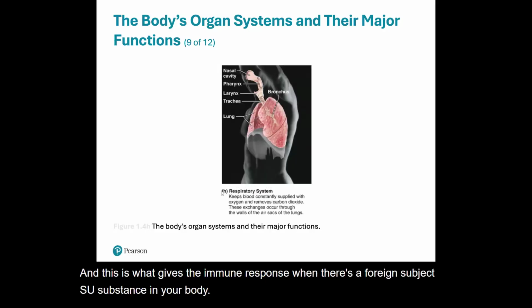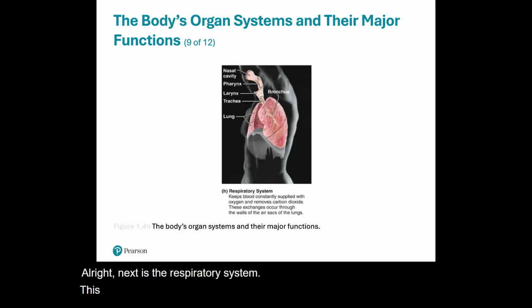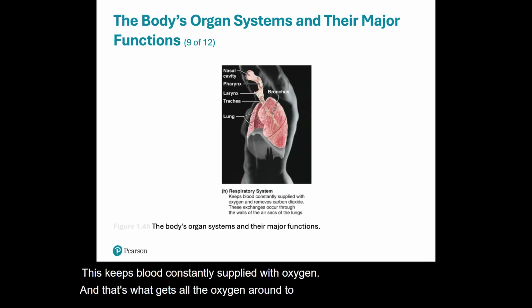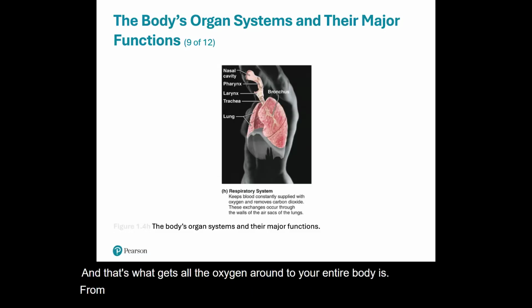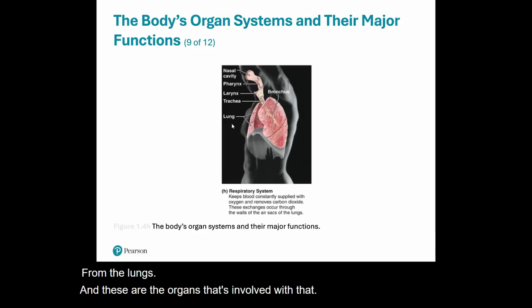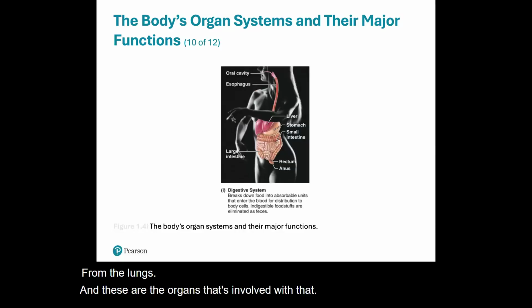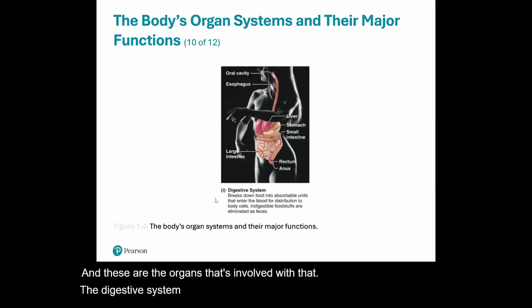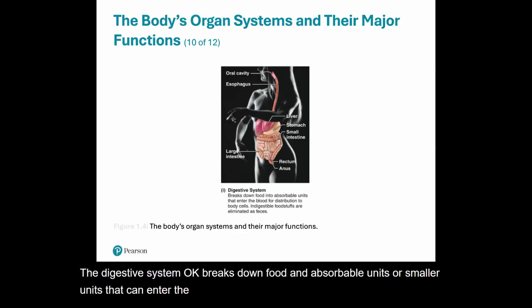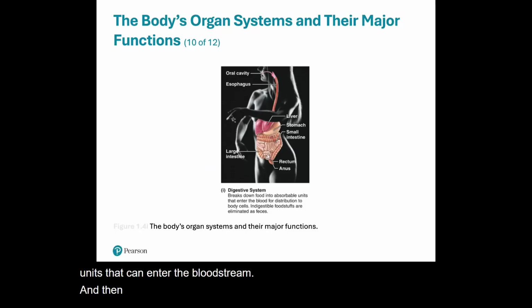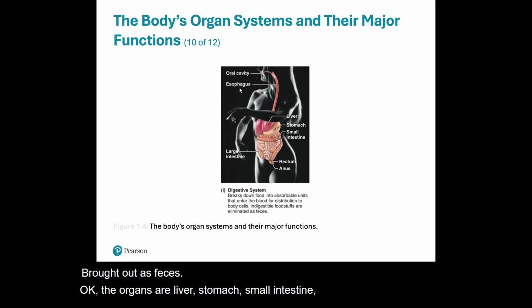All right, next is the respiratory system. This keeps blood constantly supplied with oxygen, and that's what gets all the oxygen around to your entire body, from the lungs. And these are the organs that are involved with that. The digestive system, okay, breaks down food into absorbable units or smaller units that can enter the bloodstream. And then whatever's not used is brought out as feces. Okay, the organs are liver, stomach, small intestine, rectum, anus, large intestine, esophagus, and oral cavity.